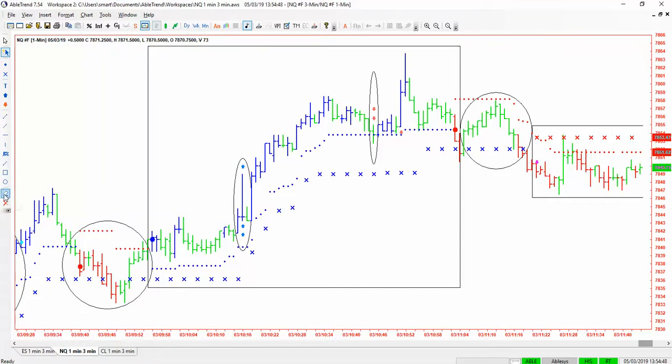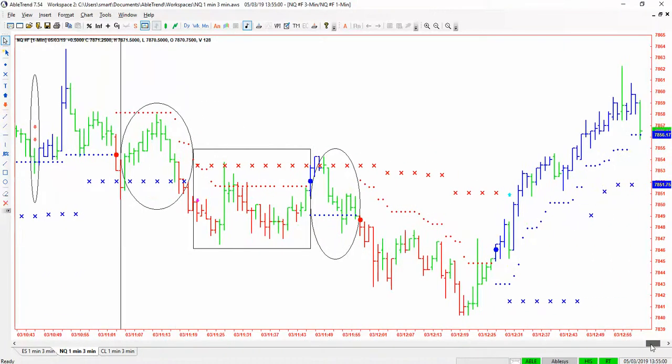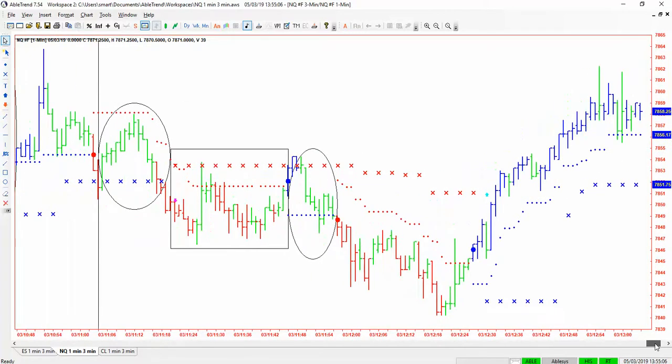Like I said, I mark my charts. I put boxes and X's and ellipses and everything else on here. And that's for my reference. Well, I mean, it's kind of like doing your homework, I guess.